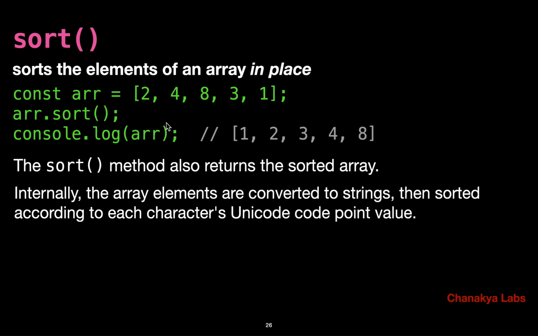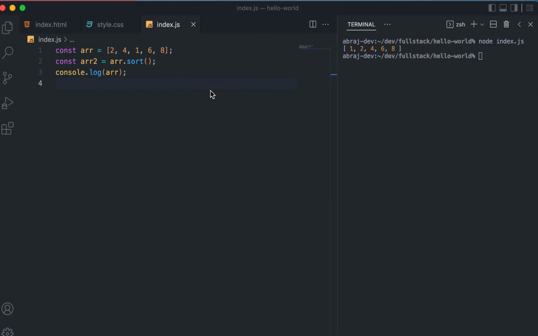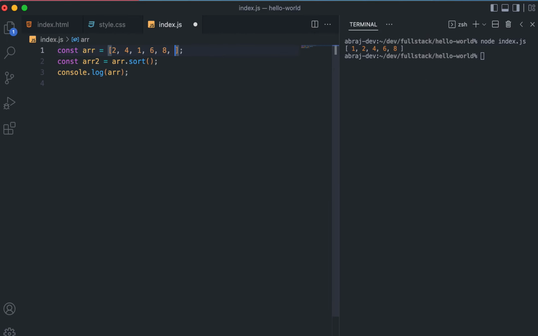Okay, now how is it actually doing this internally? Internally, the array elements are converted to strings and then sorted according to each character's Unicode code value. That means if, let's say, I add 55 here and then sort this, what do you think is going to happen? You see that the 55 has come between 4 and 6.